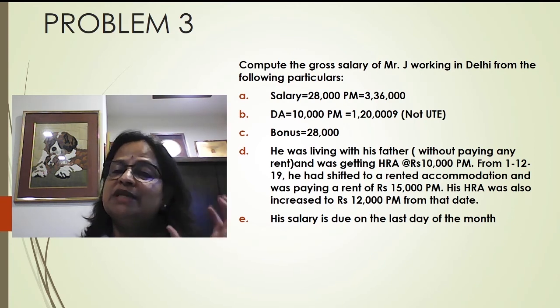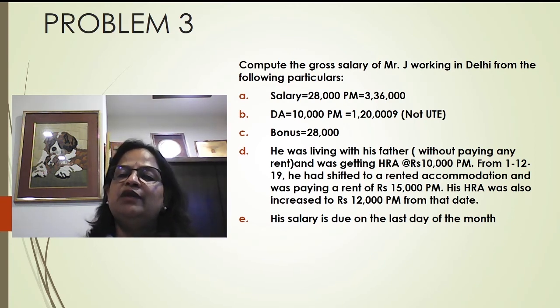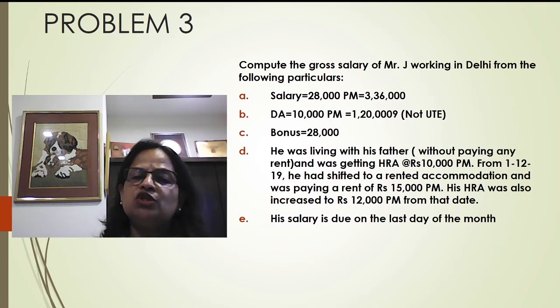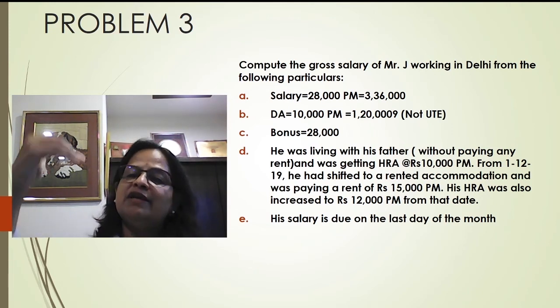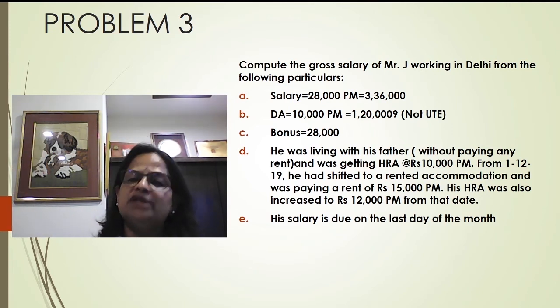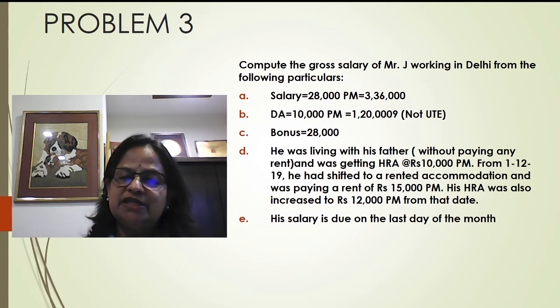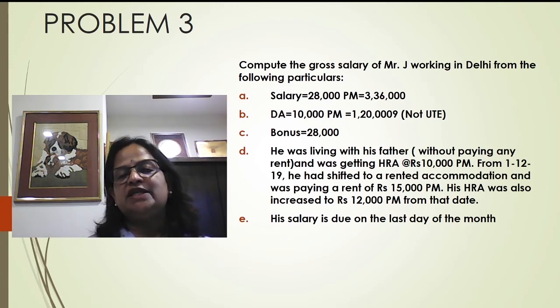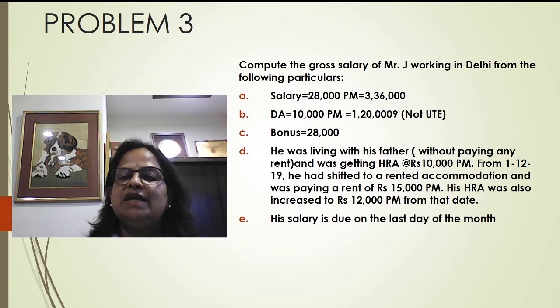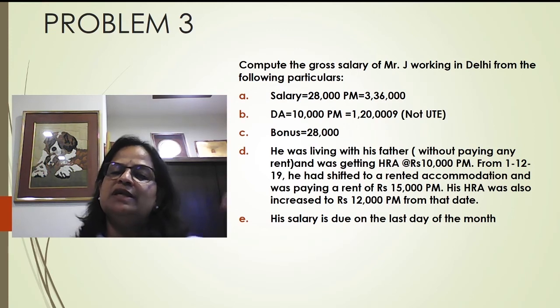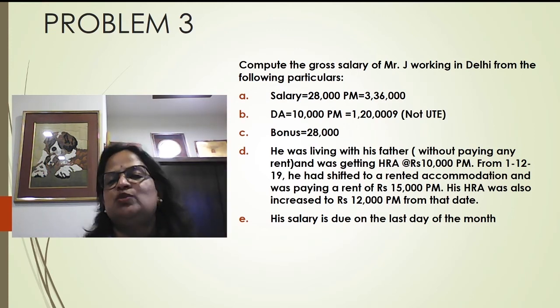His HRA will be fully taxable. He was paying a rent of rupees 15,000 per month, and his HRA was also increased to 12,000 per month from that date. So first, when it's fully taxable, HRA is 10,000. When he's partially able to claim that HRA exemption, HRA is 12,000 per month. His salary is due on the last day of the month. So now you know the difference between salary due on the last day of the month or salary due on the first of the next month.